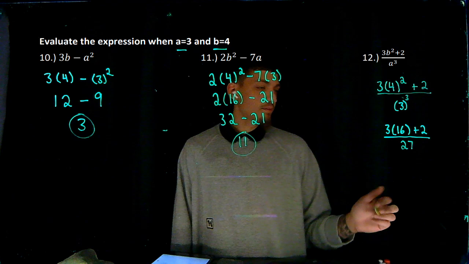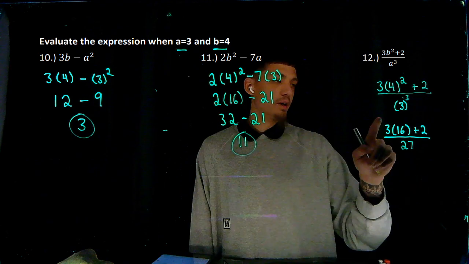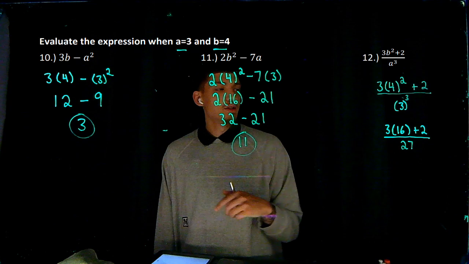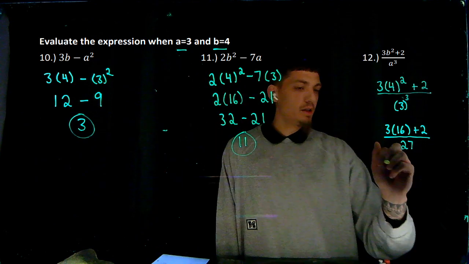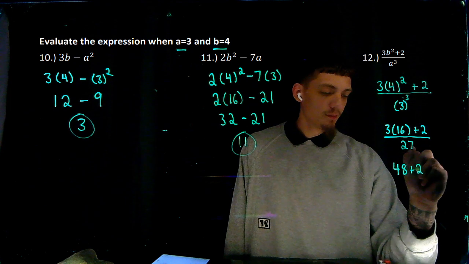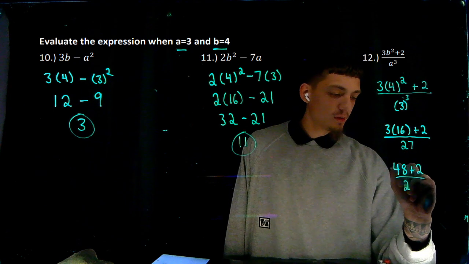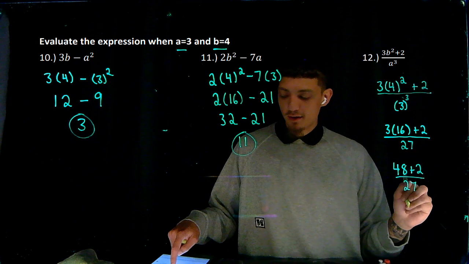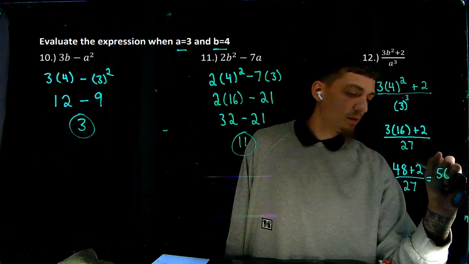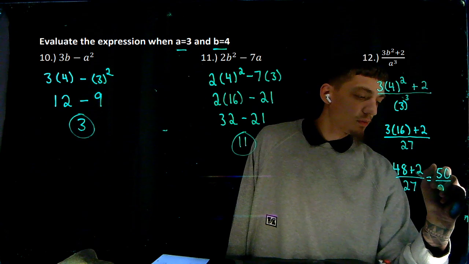And then we evaluate the numerator. So when solving left to right, I have 3 times 16 here. 3 times 16 would be 48 plus 2 all over 27. And then we just simplify the numerator here. So 48 plus 2 is 50 over 27.